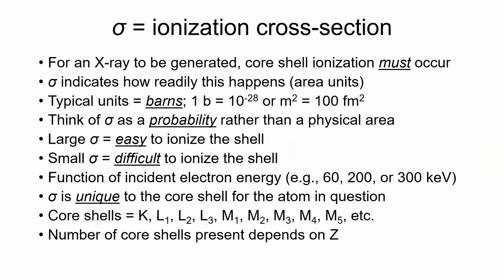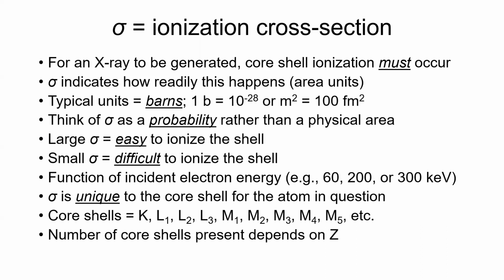It does have units of area, and the units that we usually use for this are called barns, which is kind of funny because the actual area corresponding to a barn is really, really small. 1 barn is equal to 10 to the minus 28 square meters, or 100 femtometers squared. You don't often use the units of femtometers, but here's one example where you actually could. So on the order of the cross-sectional area of an atom. But you don't want to think of this as a physical area. You want to think of this more as a probability.